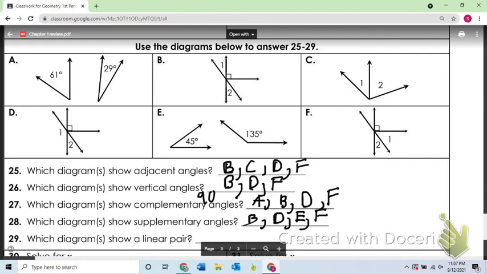Now, a linear pair needs to be both supplementary and adjacent. We're looking at which ones show up under adjacent, B, C, D, F, and supplementary, B, D, E, F. Notice both C and E are out. C's out because it's not supplementary. E's out because it's not adjacent. So we're left with B, D, and F.